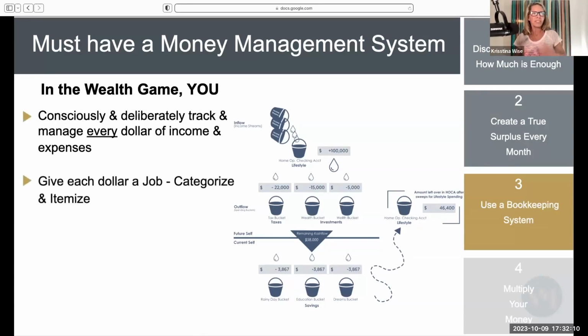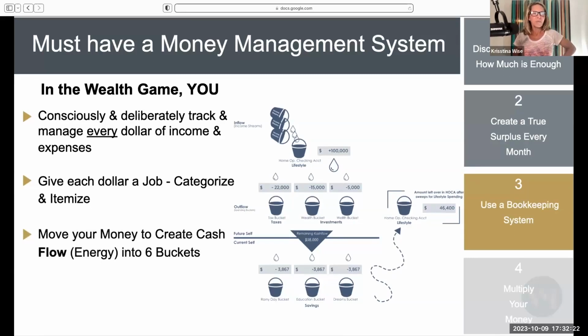So in the wealth game, you consciously and deliberately track and manage every dollar of income and expenses. You give each dollar a job. You categorize and itemize every expense. You move your money to create cash flow into these 6 buckets, and you run a business. You run a household profit and loss, and this is the methodology and the system and the formula for creating financial freedom. There's nothing here I've shared with you that you can't do on your own.